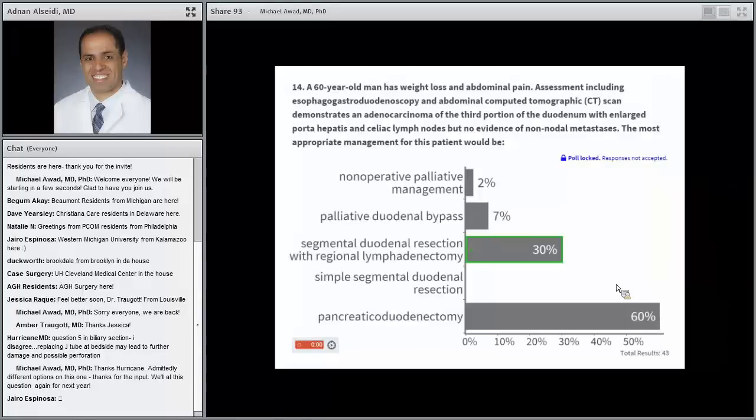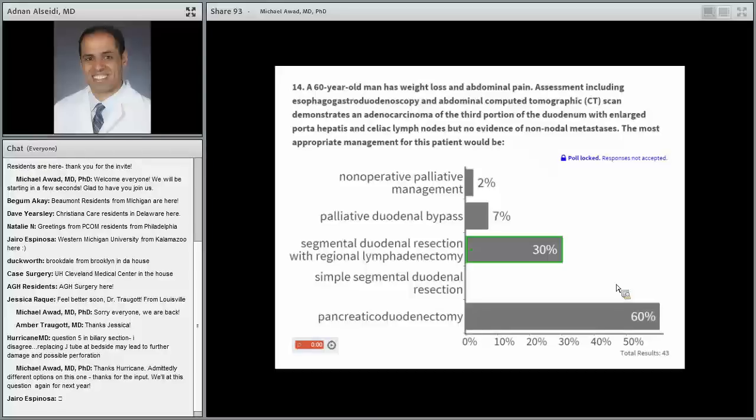So this is a little bit of a challenging question. The answer is actually C, which is segmental duodenal resection. Many people confuse duodenal cancer with pancreas cancer in terms of treatments. For duodenal cancer in the first or second part of the duodenum, we generally treat with a pancreaticoduodenectomy. In the third or fourth portion of the duodenum, we treat these with a duodenal resection and lymphadenectomy. In patients with pancreatic cancer, celiac axis lymph nodes are considered metastatic.